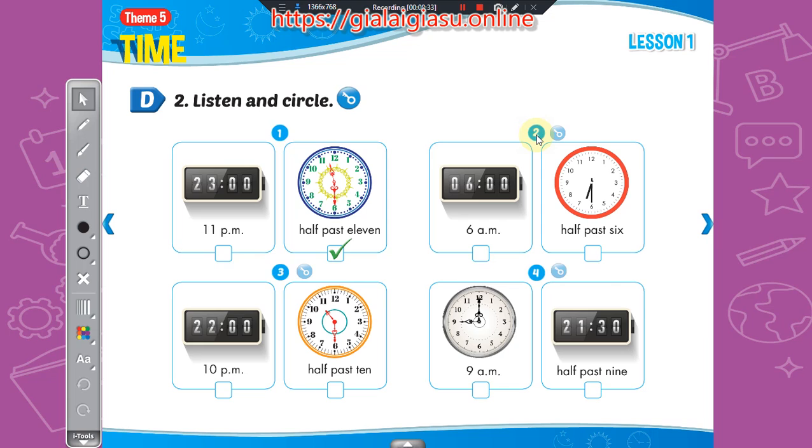Two. What time is it? It's 6 a.m. Yeah! 3. What time is it? It's 10 p.m. Yeah! 4. What time is it? It's 9:30. Yeah!